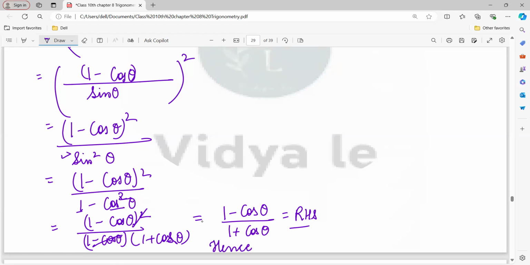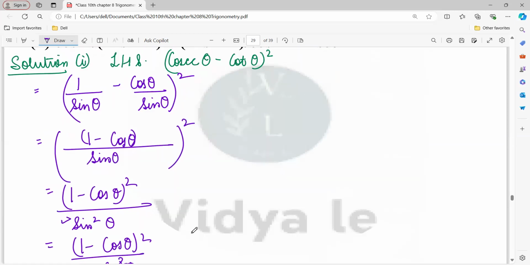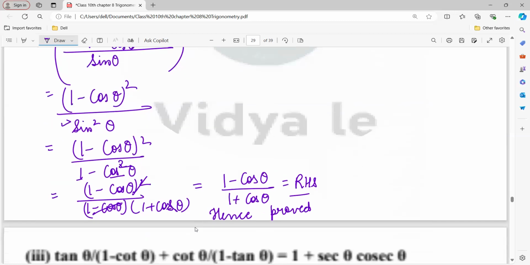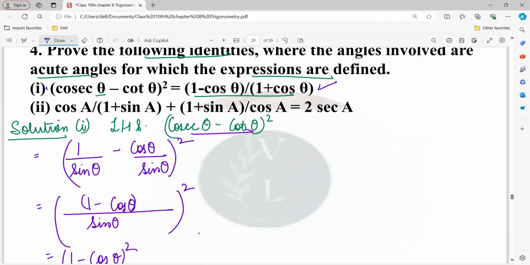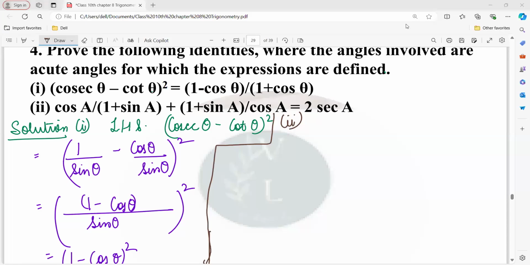We need to prove that left hand side is equal to right hand side. So we have started from the left hand side. Solving the left hand side, we got a term which is equal to the right hand side. Hence, left hand side is equal to right hand side. Hence, proved. Is it clear? Wonderful. Okay, now let's solve the part B.